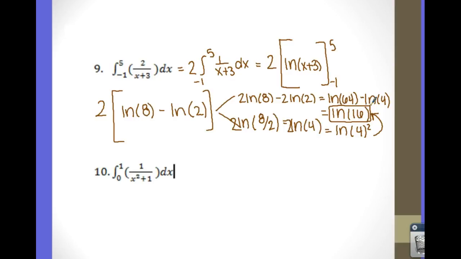Number 10. Is it an ln? Does look like an ln. Why can't it be an ln? I'm missing u prime, right? So it's not an ln. Can I anti-derive this using my power rule? I cannot.